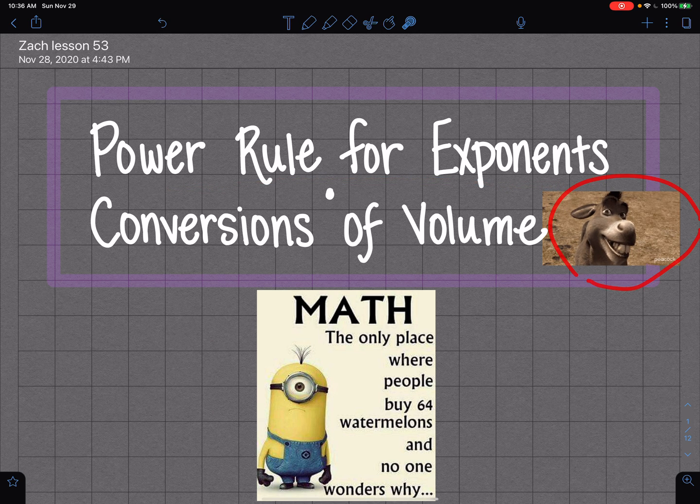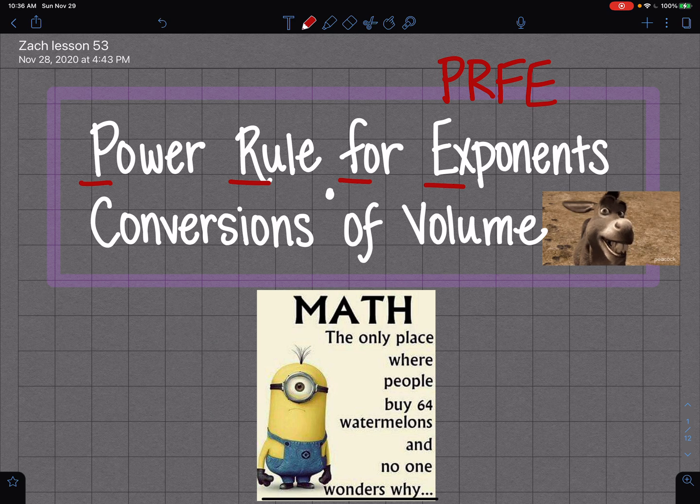And the reason I've got Donkey here is because I'm going to call it the parfait rule. P-R-F-E. Parfait. Everybody loves a parfait, right? So we're going to call it the parfait rule. And basically, we're going to derive it. So it's going to be great.